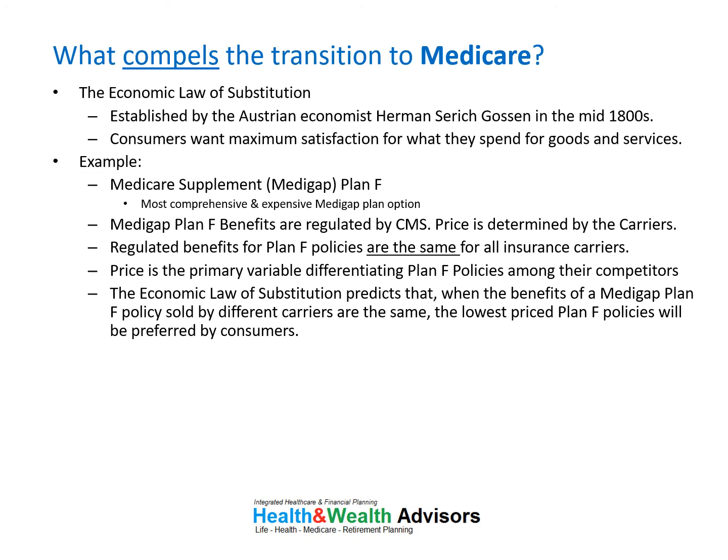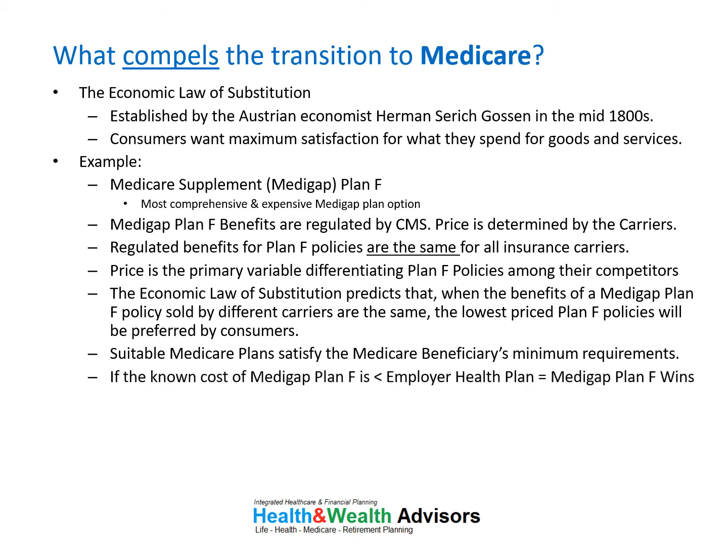The economic law of substitution predicts that when the benefits of a Plan F policy sold by different carriers are the same, the lowest price Plan F policies will be preferred by consumers. Suitable Medicare plans are those plans that satisfy the minimum level of benefits required by the Medicare beneficiary. If the known cost of Medigap Plan F is less than the known cost of the employer health plan, the plan member will generally prefer Medigap Plan F.